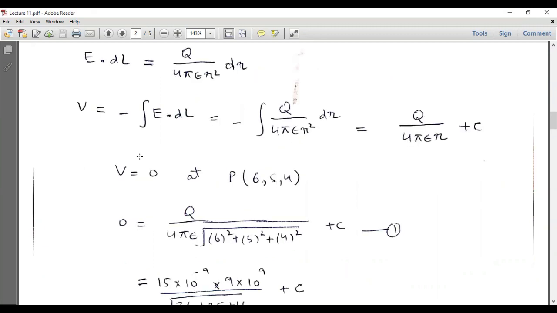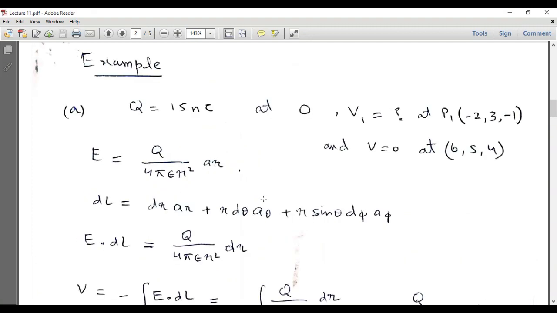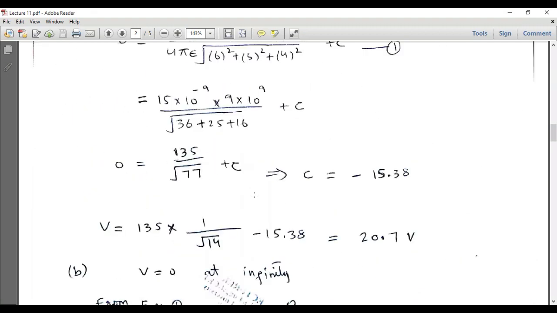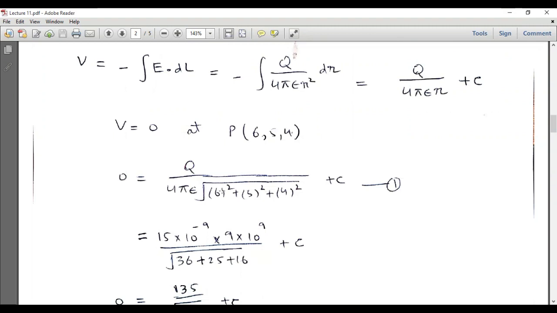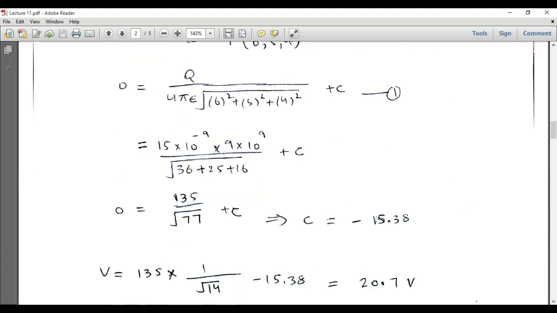V is equal to 0 and it is equal to Q over 4 pi epsilon, this is r and this is c. And r is equal to square root of 6 square plus 5 square plus 4 square, plus c. Because the source is actually placed at the origin. So actually it was r minus r dash, but r dash is equal to 0. So we just have r over here. And all of the quantities are known. So c can be evaluated to be minus 15.38.